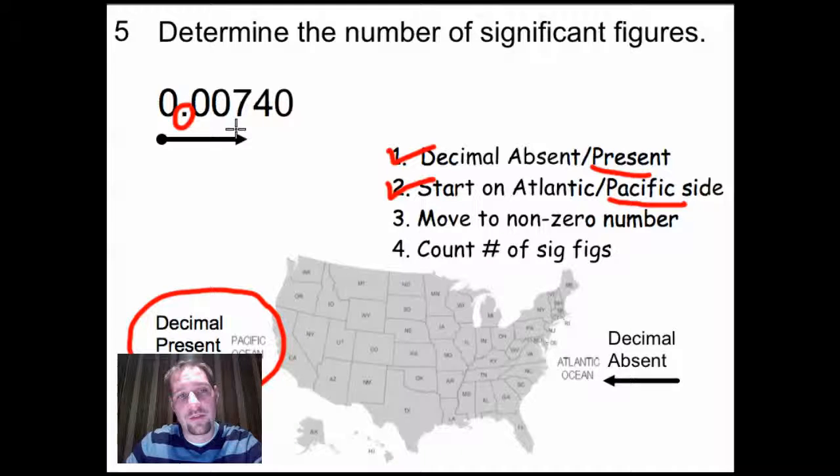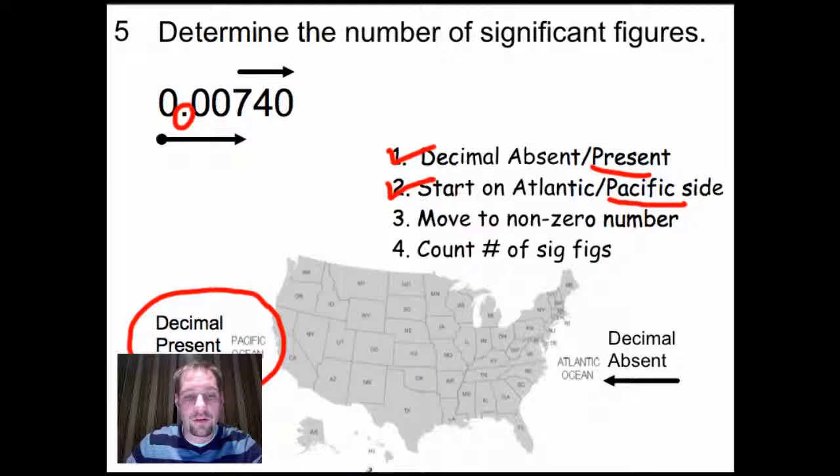Next one that I hit is a 7. That one is a non-zero number. So 7 is not 0. So that's going to be the first number that I actually start with. That 7 and every number after that 7 are considered to be significant. So 7, 4, and 0 are all considered to be significant.